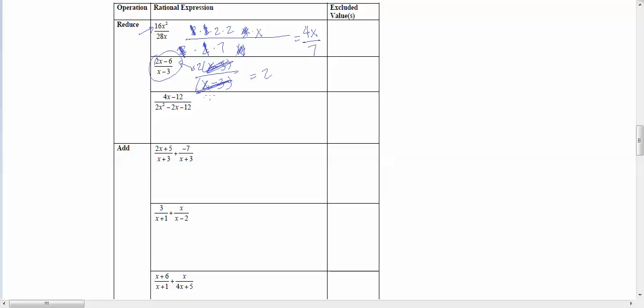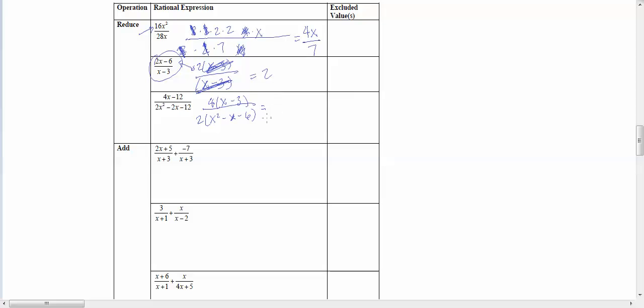4x minus 12, and so I'm going to pull out a 4 out of the top because I can divide both sides by 4, and I've got x minus 3. If I were to distribute that 4 back in, I'll have 4x minus 12, which is the same thing. So I want to make sure that I'm not changing anything specifically. I'm just changing the way it looks. So what I'm going to do in the denominator over here first is pull out a 2. And I end up with x squared minus x minus 6.